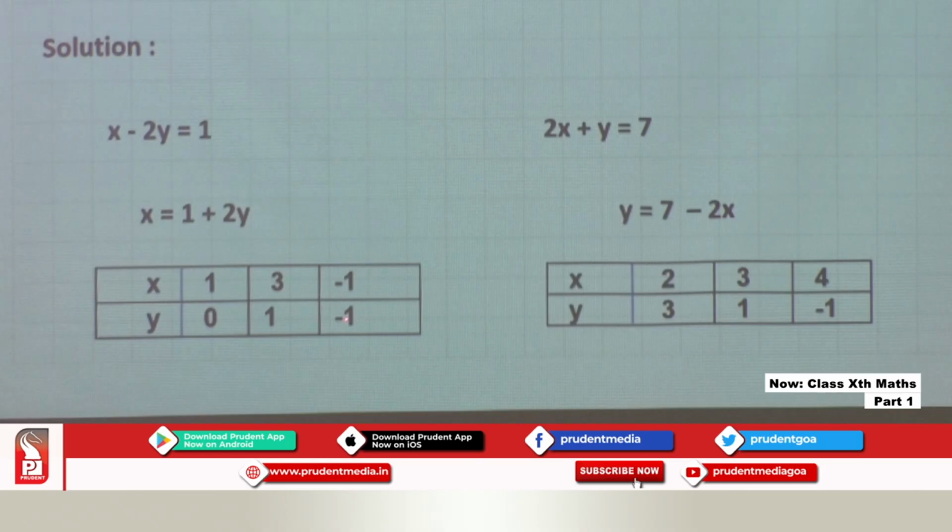Value of y I have taken minus 1. So plus multiplied by minus is minus. So I am getting minus 2. So 1 minus 2 is minus 1. So I am getting value of x is also minus 1.